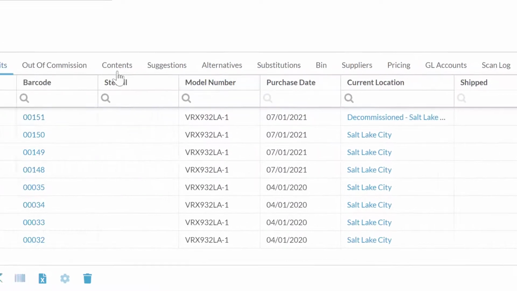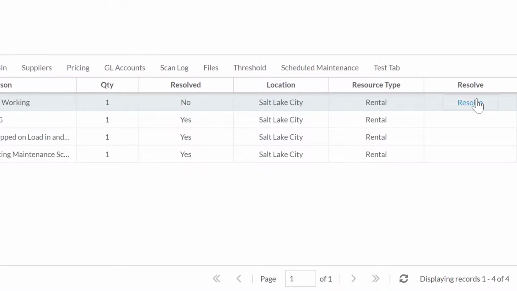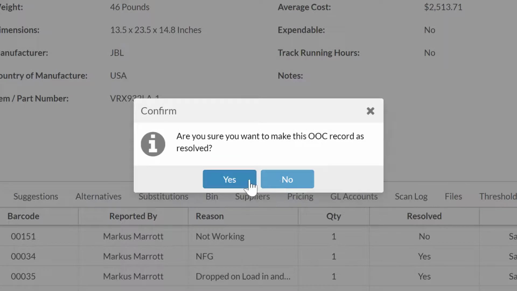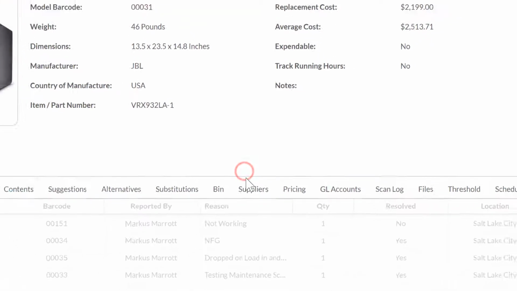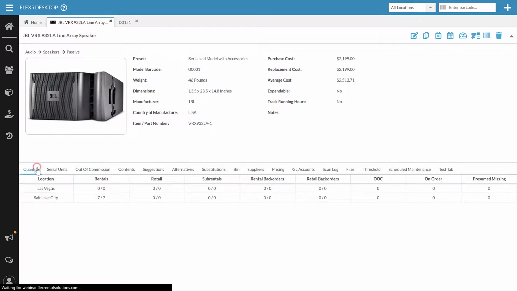It's not coming back. Like I said, a lot of times I would like to resolve that by saying, well, I'm not expecting it back, so I want to consider this resolved. I would actually do this normally through a maintenance action and mark that I was going to decommission it. I'm going to do that quickly here. And still, again, we're showing our 7 of 7 and out of commission now 0.